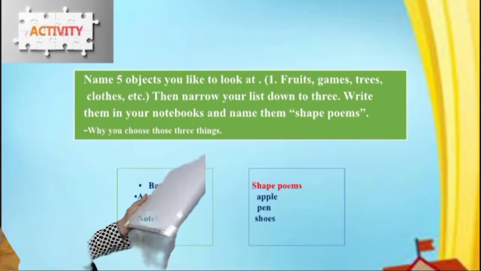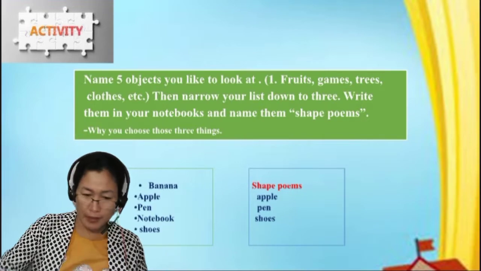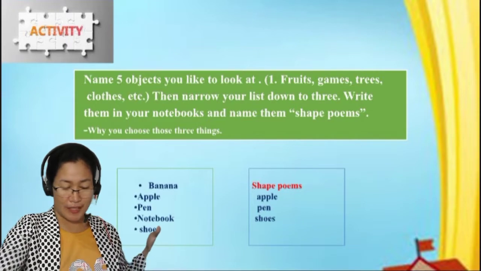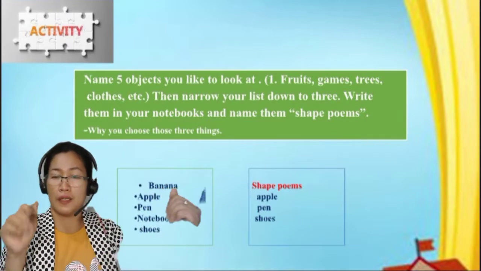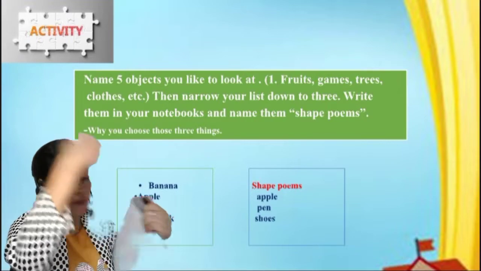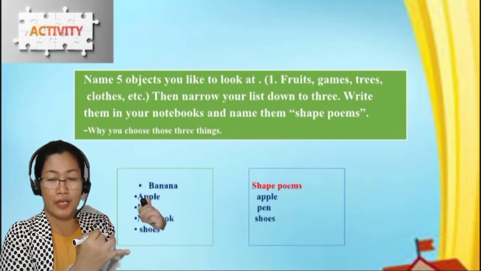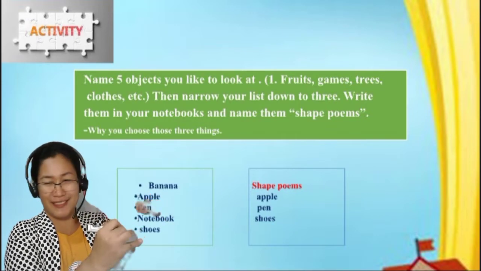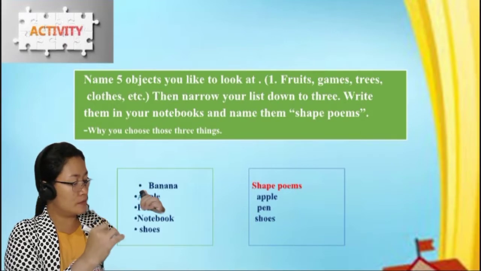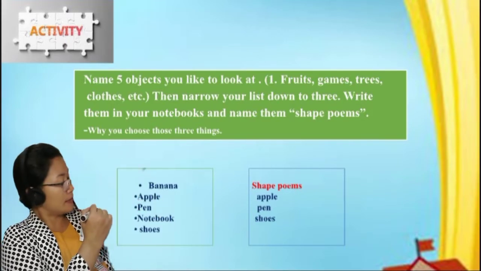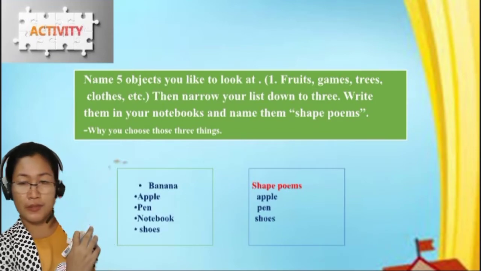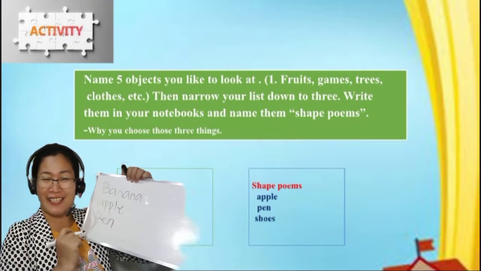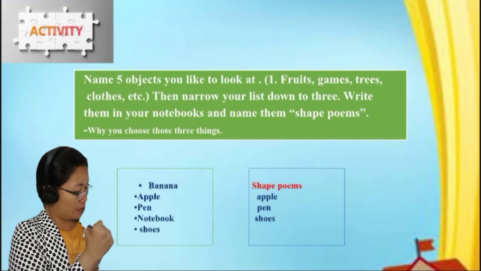Okay, I cannot see my pen. Where is my pen? Just this one. Okay, for example, I will just copy my example there in my presentation. So the first one is banana. Next is apple. Next is pen. These are the objects that I like to look at. This is only an example, okay? Next is notebook.